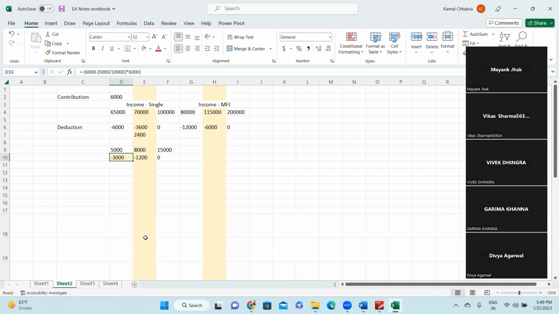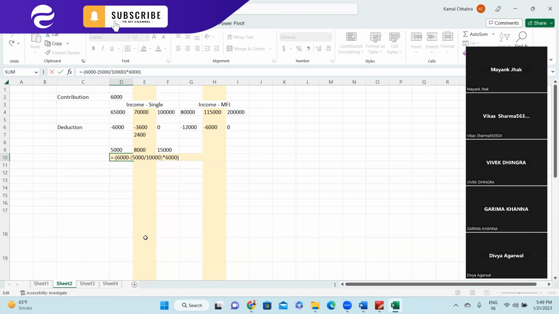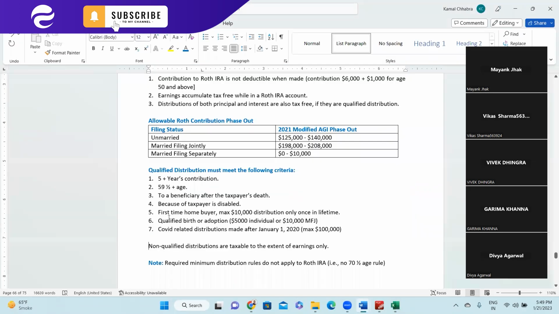Make sense? Total maximum deduction allowable is $6,000. Income 5,000, 8,000, and 15,000. If more than 10,000, then zero. That's what it means. If you see here, it's saying married filing separately, 0 to 10,000 is the phase out limit.